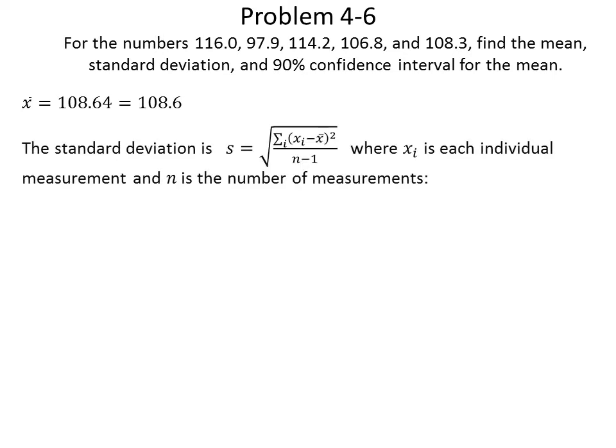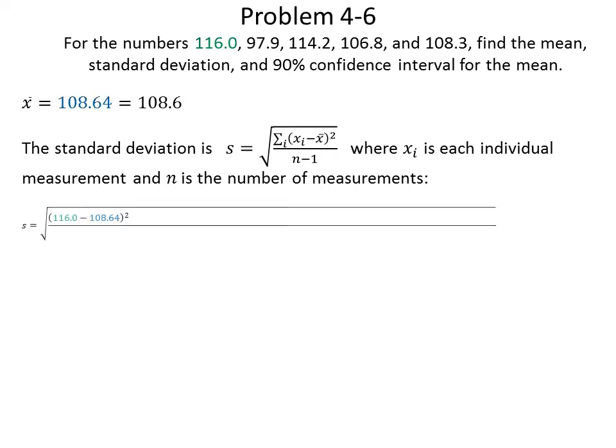The standard deviation is shown by this equation here, where xi is each individual measurement and n is the number of measurements. So we insert the first measurement, 116.0, we subtract it from the mean, 108.64, and we square that. We then add in the next measurement, 97.9, subtract 108.64, the mean, and square that.